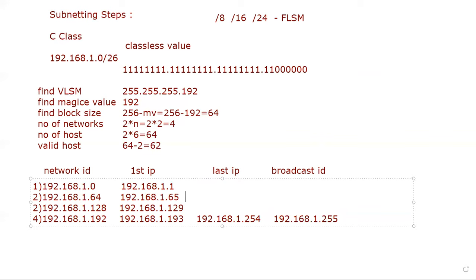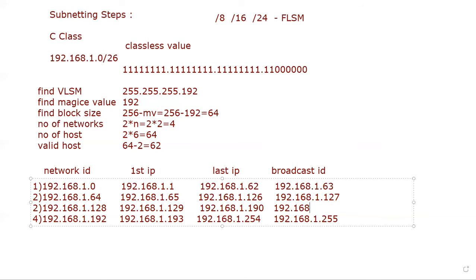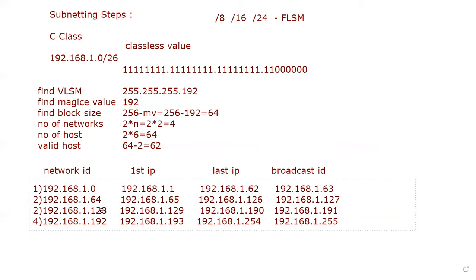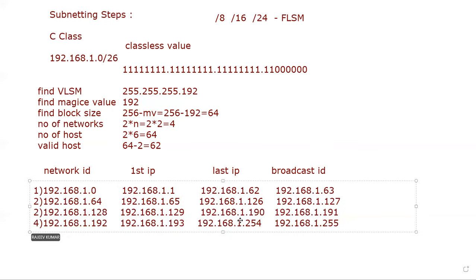192.168.1.65 is my first IP, like this. Now 192.168.1.62, 192.168.1.63 and 192.168.1.190, 192.168.1.191. Like we have divided like this: 0, 64, 128, 192. I have divided 256 into 4 parts: 0 to 63, 64 to 127, 128 to 191 and 192.